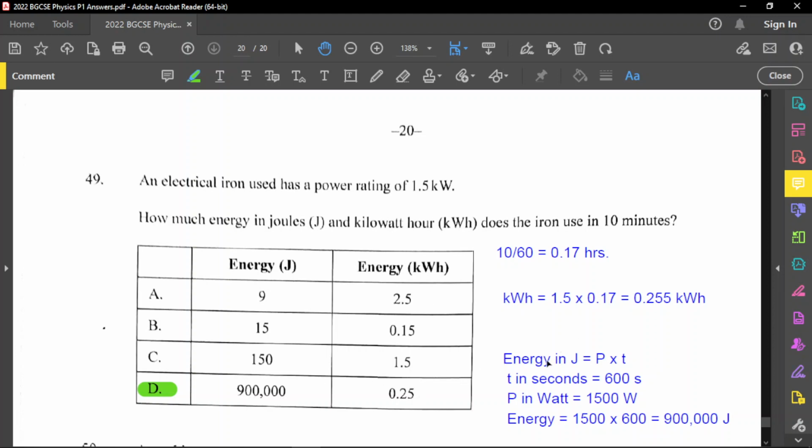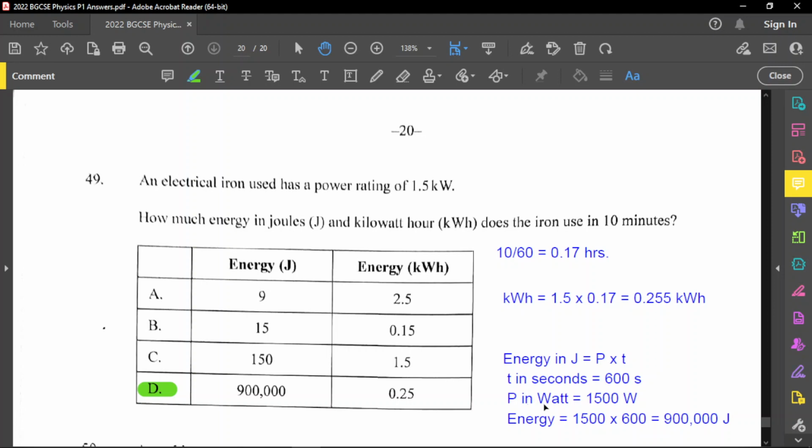To find energy in joules, it is power times time. Time must be in seconds and power must be in watts for you to get it in joules. So 10 minutes in seconds will be 600 seconds. Just multiply it by 60.